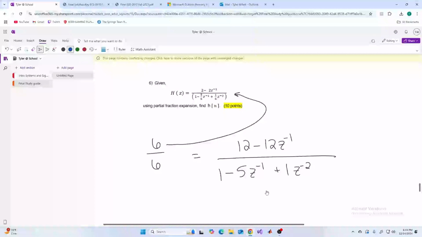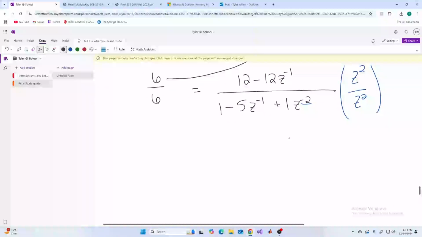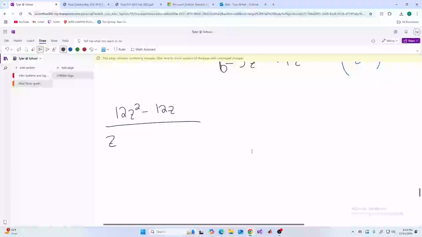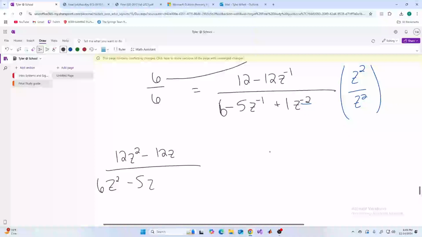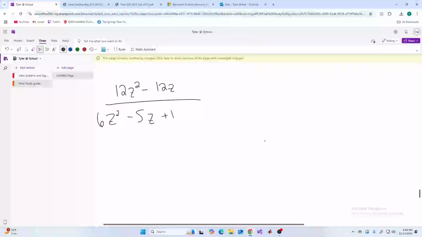Now, I need to put this into positive powers of z. To do that, I'm going to multiply the top and the bottom by z squared, because that's the largest power we have. So I am going to get 12z squared minus 12z all over 6z squared minus 5z plus 1. I'm sorry, this should be a 6, by the way. I forgot to multiply that into the 1.